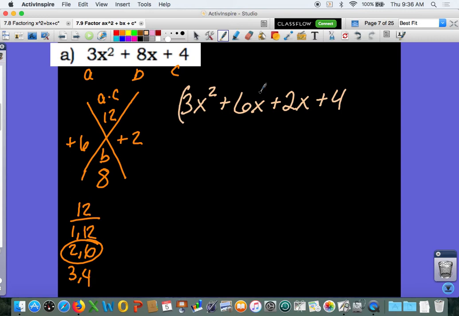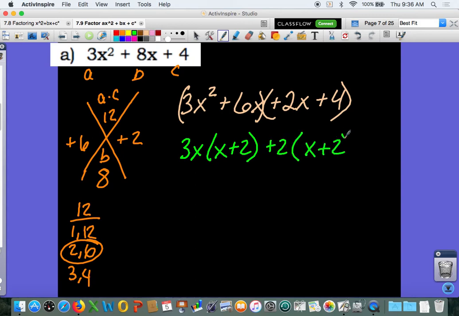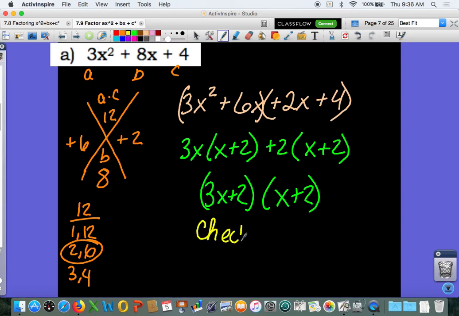4 terms, so now I'm going to group. The GCF in the first group would be 3x, leaving me with x plus 2. The GCF of the second group is plus 2, leaving me with x plus 2. The parentheses sets of the binomials match, so I'm on the right track. So 3x plus 2, and then x plus 2 are your binomials. The final step that we will have is to check, and again, this checks, this is your answer.